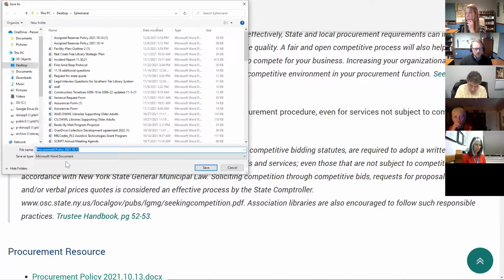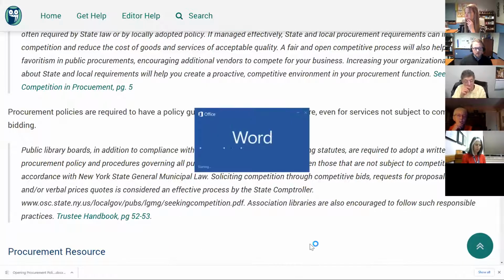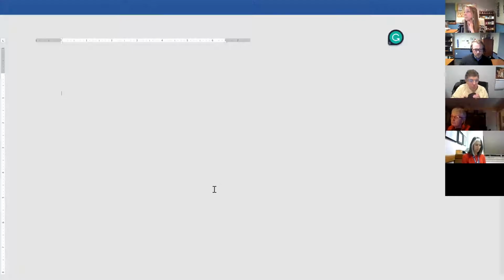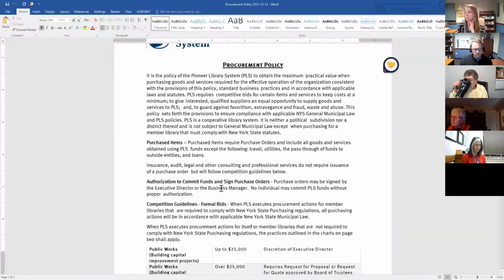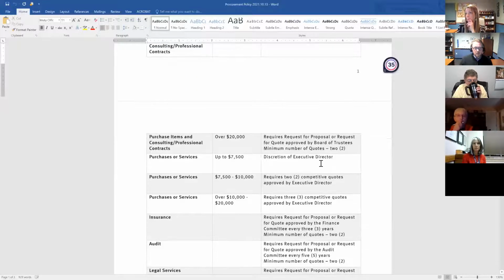So if we take a look, I have our policy here that you can steal anytime you want. If you take a look at the fee schedule on here, it tells you all of the stuff that you would need to do with just the dollar amounts. So if we take a look at public works, this is building up to 35,000 is at the discretion of the executive director. Over 35,000 requires request for proposal or request for quote for approval by the Board of Trustees, a minimum number of 3 quotes. And then all these different dollar amounts tell you what you need.